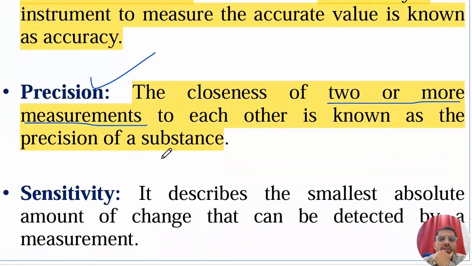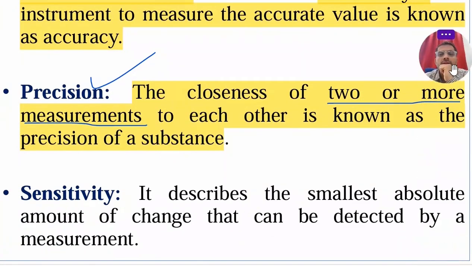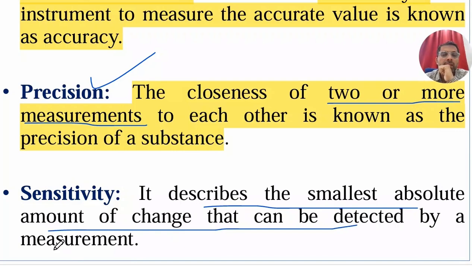Okay. What about sensitivity? So sensitivity describes the smallest absolute amount of change that can be detected by the measurement. तो भी sensitivity. For example, मेरे पास temperature sensor है. तो थोड़ा भी टेम्परेचर इधर-उधर हो गया, तभी मेरे जो टेम्परेचर सेंसर है, ट्रांसड्यूसर है, तो उसने वो टेम्परेचर सेंस करना चाहिए कि कितना चेंज हुआ. So it should be sensitive. It describes the smallest absolute amount of change that can be detected by the measurement. It is called as sensitivity.